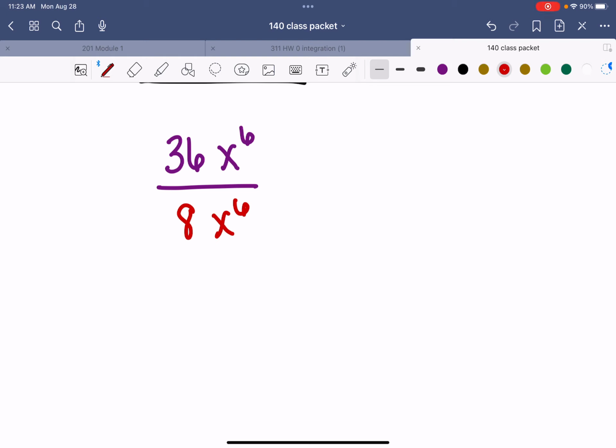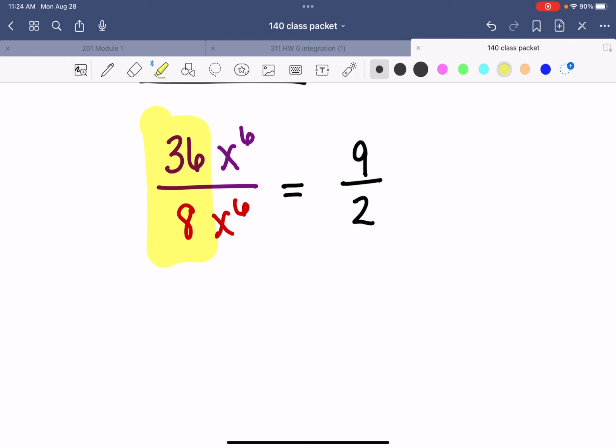Next, to simplify this part, we want to simplify the number part. So now we're focusing on the 36 over 8. That doesn't divide evenly, but they both have factors of 4. So 4 goes into 36 nine times, so I get a 9 up top, and 4 goes into 8 twice, so I can reduce it to 9 over 2.